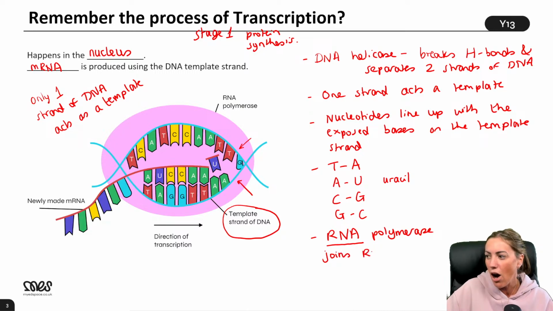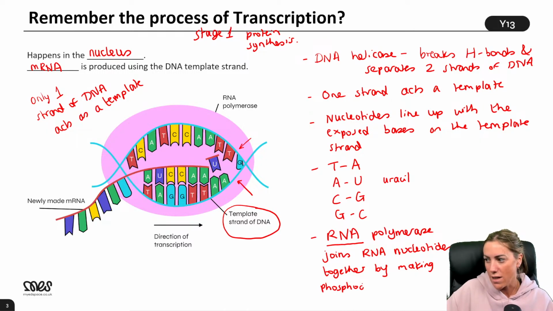So it joins the nucleotides together. I'm going to put in RNA nucleotides just so we don't forget that we're making RNA. So it joins the RNA nucleotides together, and you can say adjacent nucleotides because someone said that in the chat. So it joins RNA nucleotides together, but we always name the bond, right? So we say by making, and this was well remembered, by making phosphodiester bonds. Perfect.